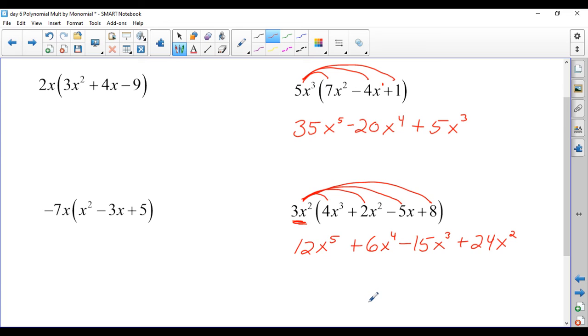So you're going to do multiplication today, and then next week we'll be doing some multiplication where it's not just a monomial, but a binomial times a binomial or even bigger.